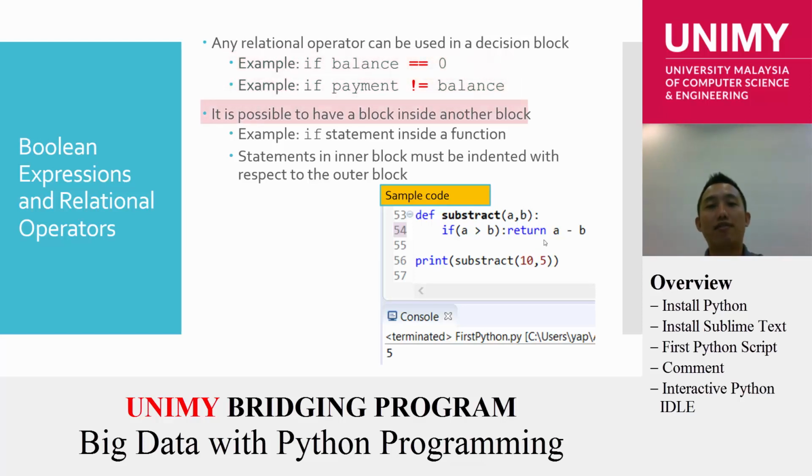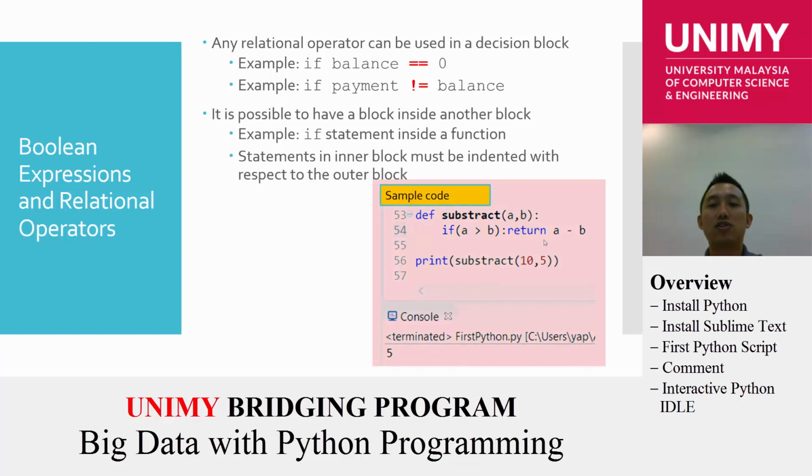It is possible to have a block inside another, for example an if statement inside a function. A statement in the inner block must be indented with respect to the outer block. In the example provided, I created a function called subtract. In the function subtract, I'm going to use the if statement to compare whether A is greater than B or not. You also realize that the if statement is indented so that it serves as the inner block of statements in the function.